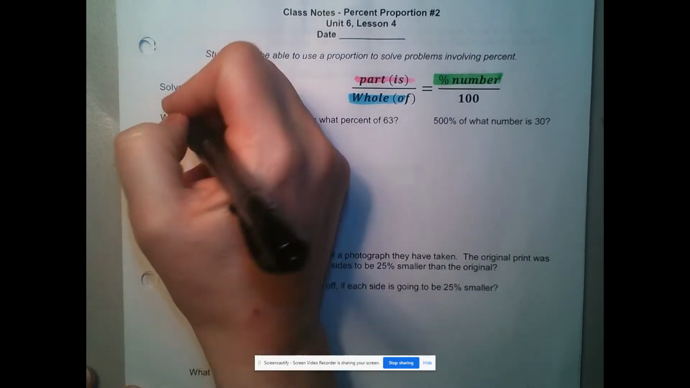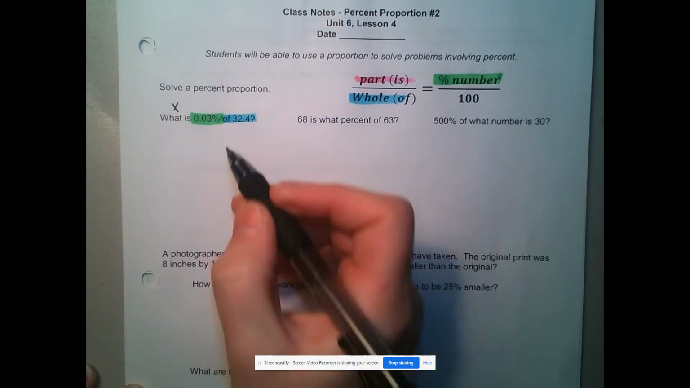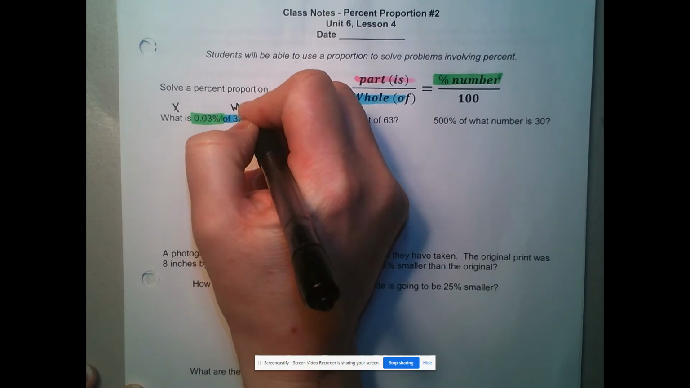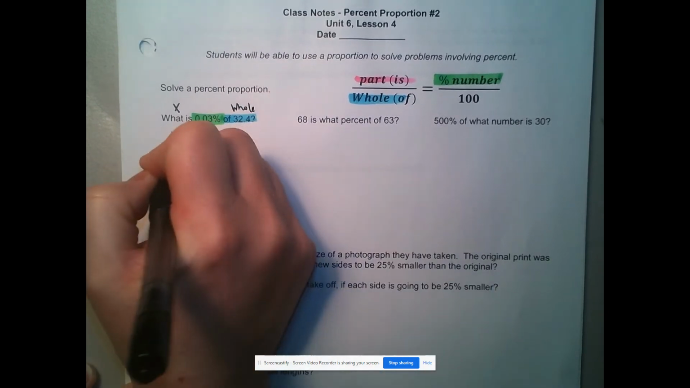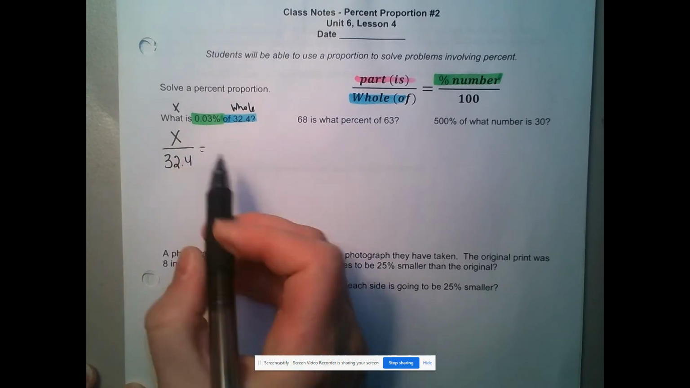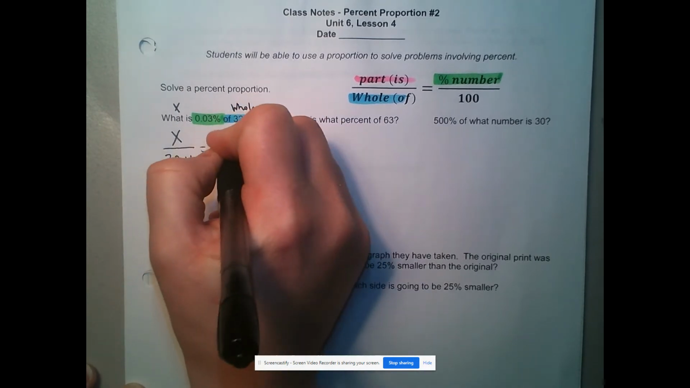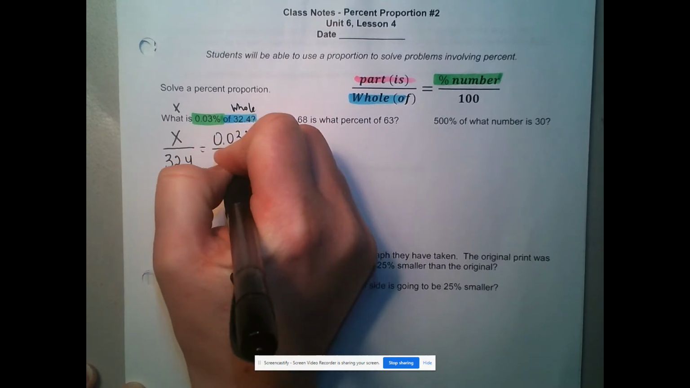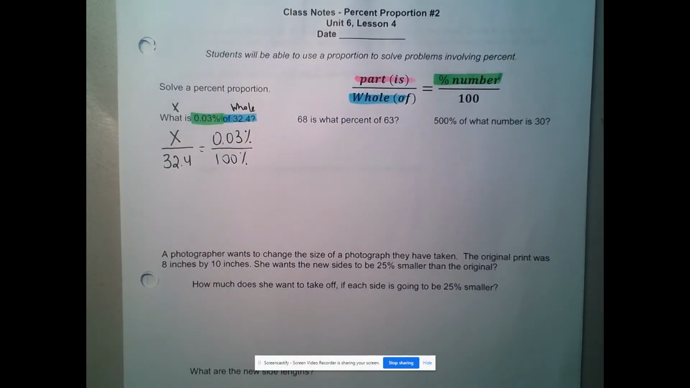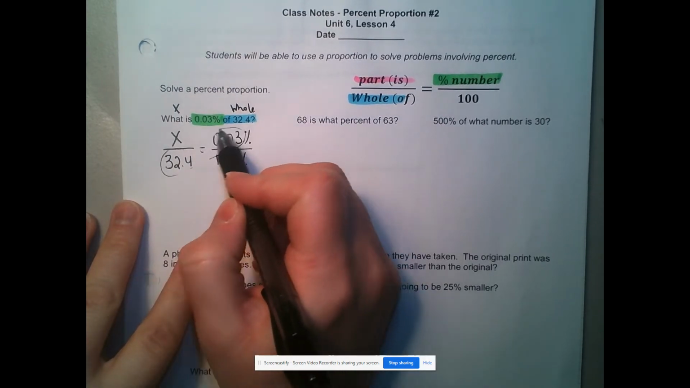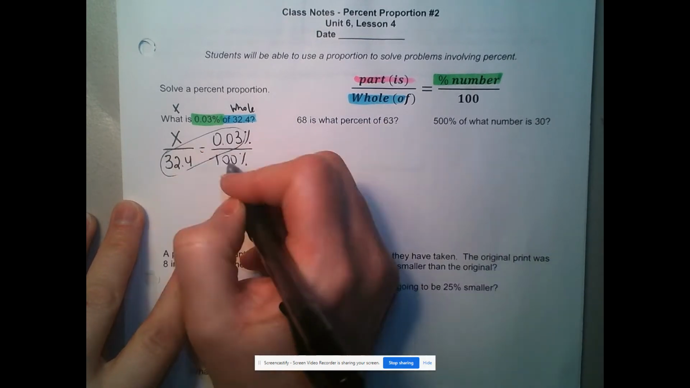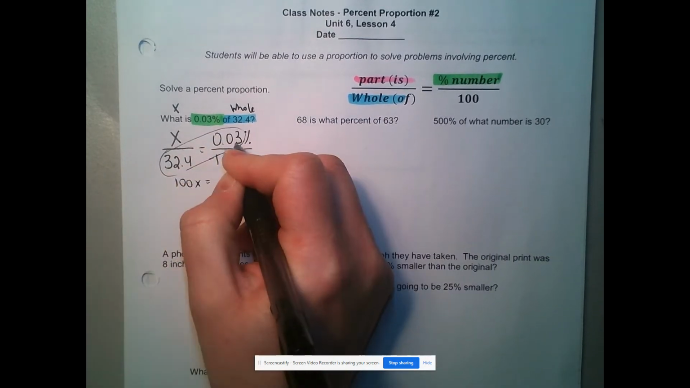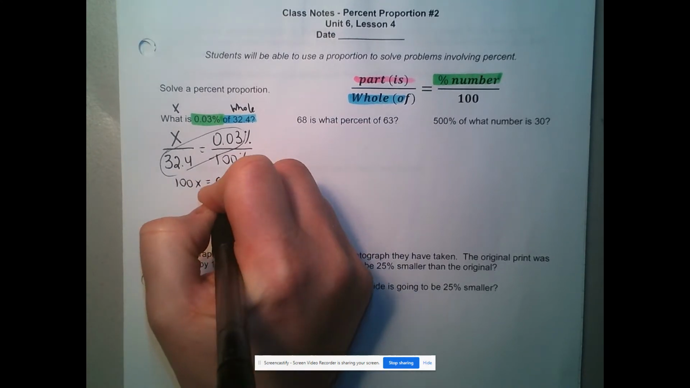So it's what is, we don't know, that's our is number, out of 32.4. So that's the whole. So what is out of 32.4? And we're saying what is 0.03%? So we're going to put 0.03 over 100. Now, ladies and gentlemen, 0.03% is teeny, teeny, tiny. It is less than 1%. So we should be predicting a very, very small answer, okay? So we're going to do the 32.4 times 0.03 and the 100 times the x. And the 0.03 times 32.4 is already teeny tiny, right?